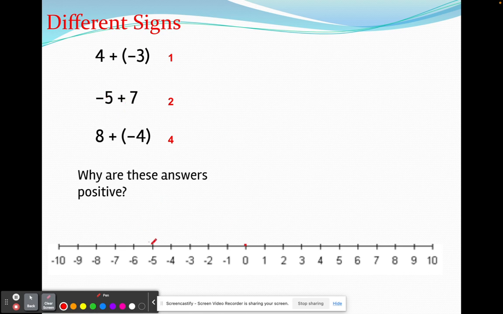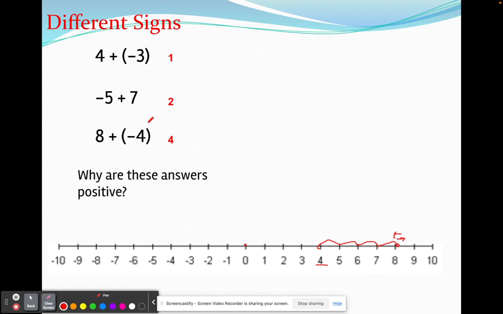If I start at negative 5, again, I start facing the right, and I don't see any minuses after that, so I'm going to keep right, and I'm going to add 7. 1, 2, 3, 4, 5, 6, 7. That's how I get to that positive 2. And lastly, if I start at positive 8, always facing to the right, I see that negative sign, so I turn around and I go 1, 2, 3, 4, and that gets me to that positive 4.